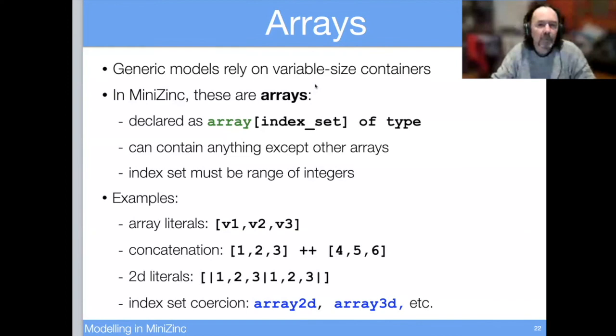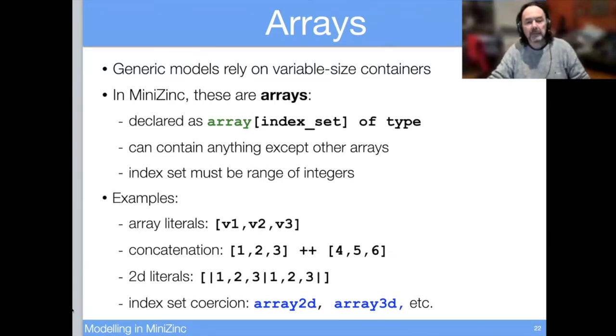Okay, so we've actually already used them, but one of the critical features of MiniZinc is arrays, right? So when we're writing generic models, we're basically going to be answering questions about a variable-sized number of decisions, and the way we have a variable number of decisions is to build an array of them. So you declare these as arrays with an index set of some type, right? And they can contain everything except other arrays. But you can have 2, 3 and 4 dimensional arrays. We'll see some 2-dimensional arrays in this slide. We don't typically use much beyond that.